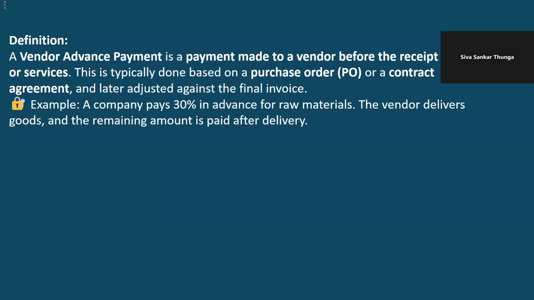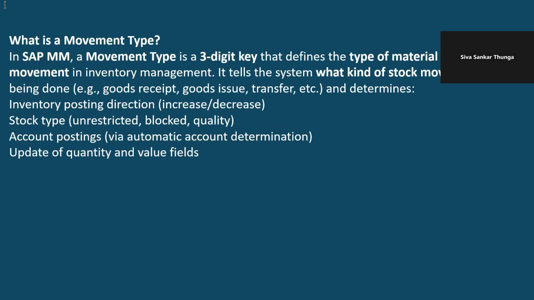Similar to customer advance payment, vendor advance payment is also there. Vendor advance payment is done to provide the material or services. So the vendor may ask for maybe 30% advance payment for sending the material like cement, sand, or steel. Out of the total value of the PO, he may ask 30% or 10%. That is the vendor advance payment.